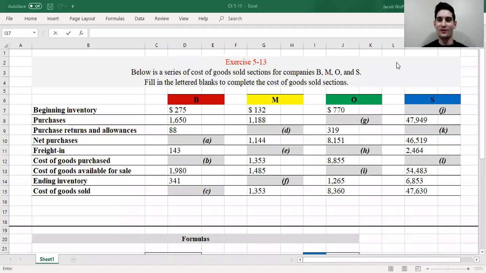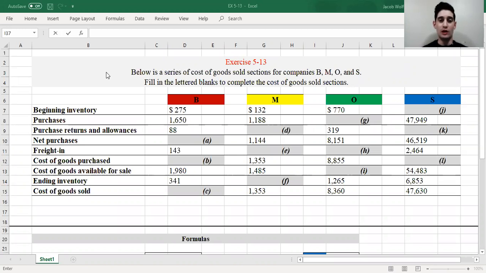With this exercise, I went to the homework and copied it into an Excel sheet so that we can see it, and also so I could check everything and make sure it was all right. So I'm going to go ahead and open this Excel sheet right here. I hope these colors and everything aren't too confusing. I tried to organize it well, but we're here with exercise 5-13.